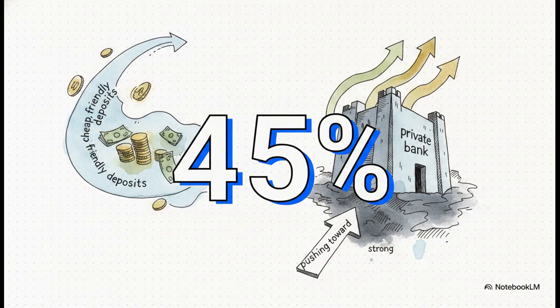But if you want to know what the truly elite players are doing, look at this specific number, 45%. This is the aspirational target. The absolute best private banks out there don't just settle for strong. No way. They are constantly pushing toward a 45% CASA ratio. They are relentlessly hunting for those cheap, friendly deposits because they know it maximizes their margins.